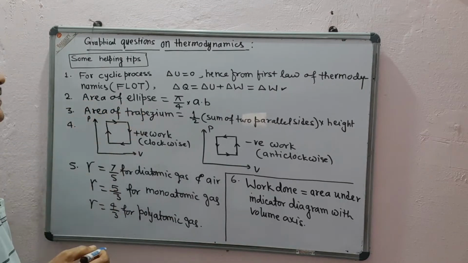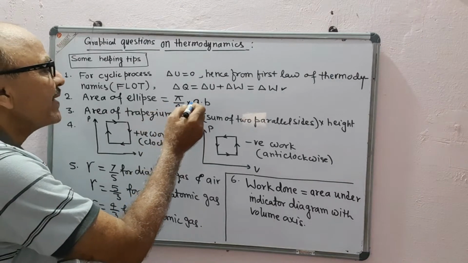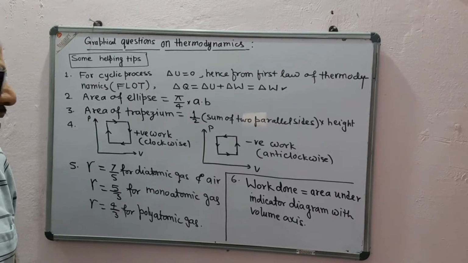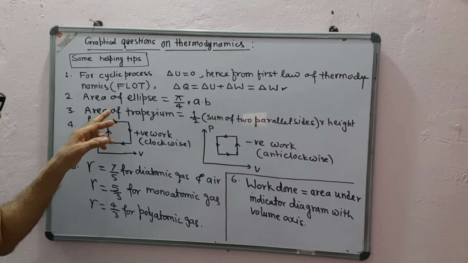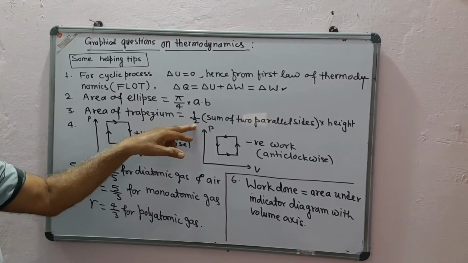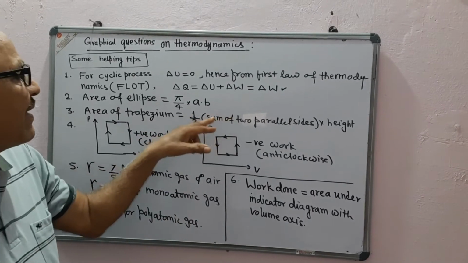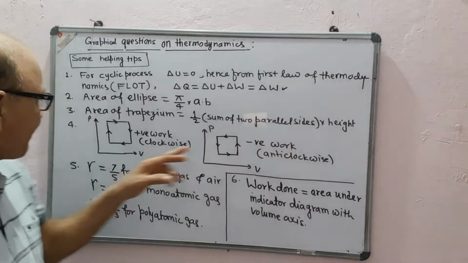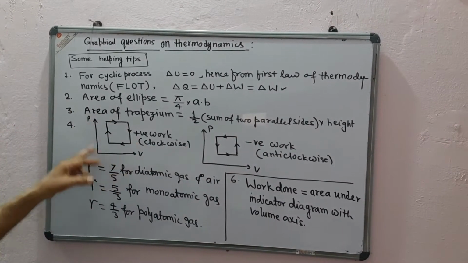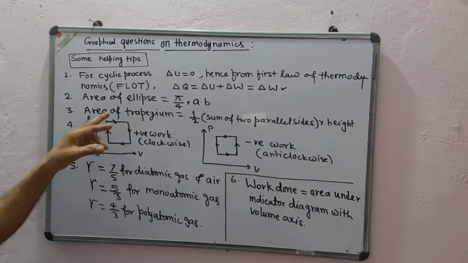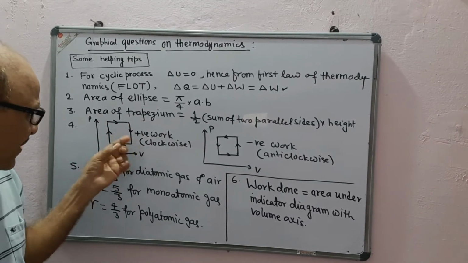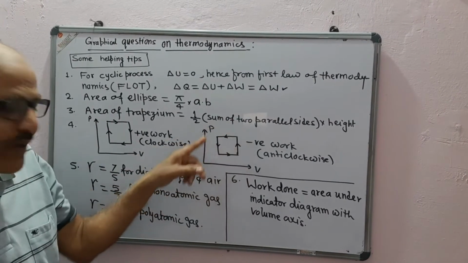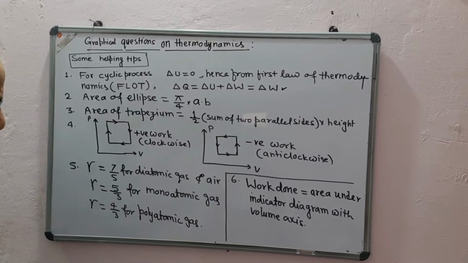Area of ellipse is pi by 4 into A into B, where A and B are the semi-major and semi-minor axes of the ellipse. Area of trapezium is equal to half into sum of two parallel sides into height. If a cyclic process is clockwise, then the work done is positive. Here, clockwise work done will be positive, and if it is anti-clockwise, the work done will be negative.